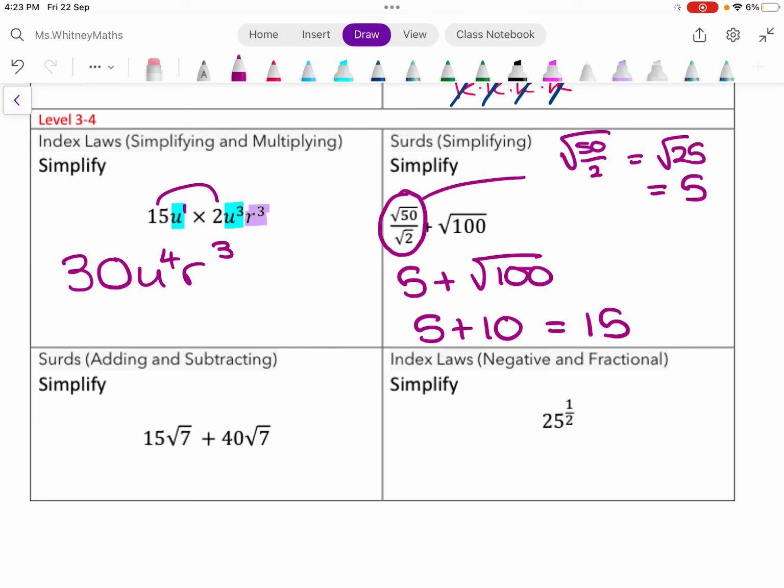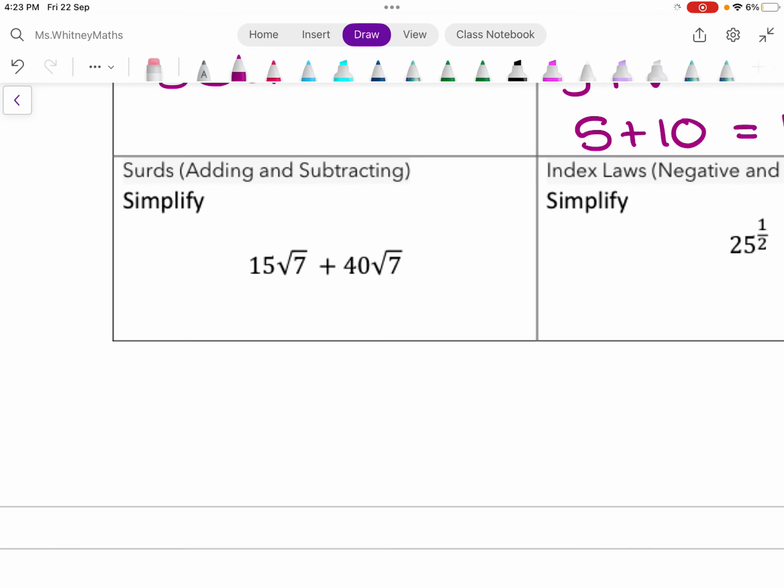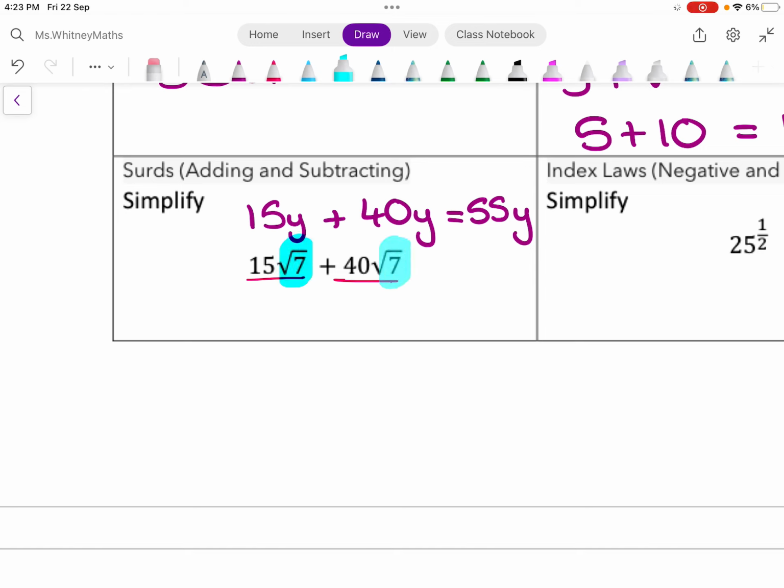Now, when we're adding and subtracting surds, it's very similar to doing 15y plus 40y. That would become 55y, like we're adding algebra. When we are adding with surds, and they're the same surd, very important, we are going to have 55 root 7. So we just add the coefficients, and the surd is the same, so we just put it together.